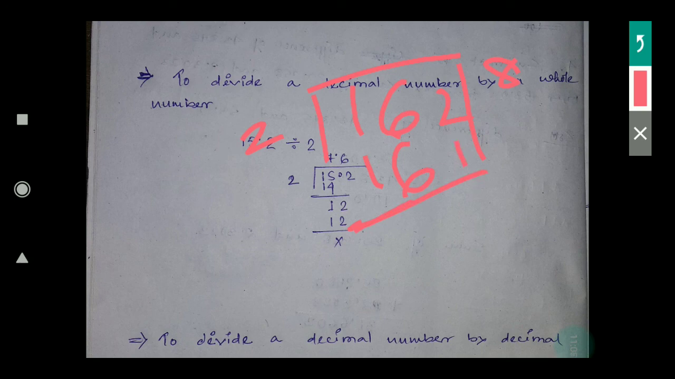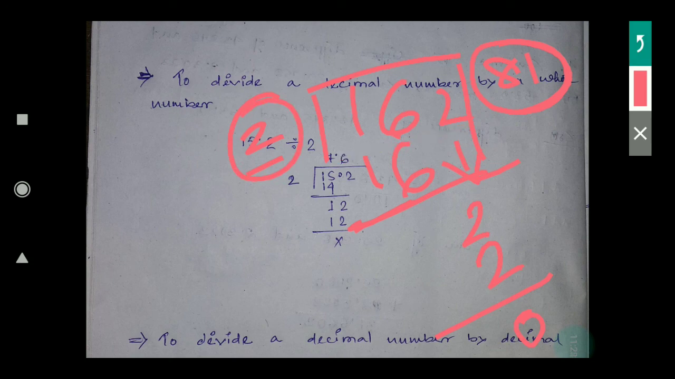Now what is remaining? 2 is remaining. This 2 will come down. So 2 is there. Now 2 how much are 2? 2 1s are 2. 2 minus 2 is 0. So that means your quotient will be how much? 81, and the divisor is 2, dividend is 162.